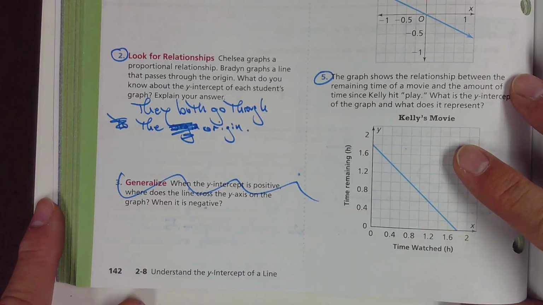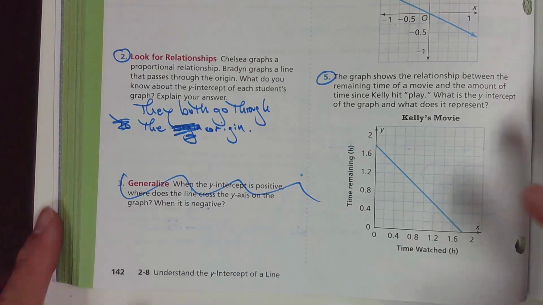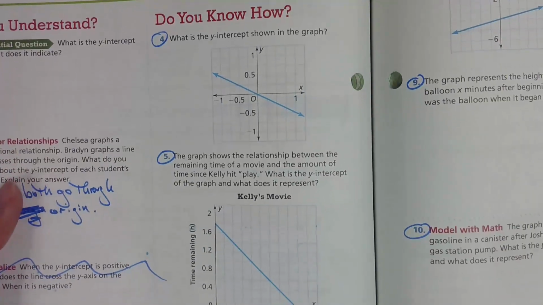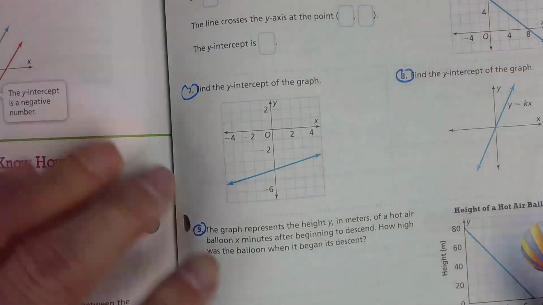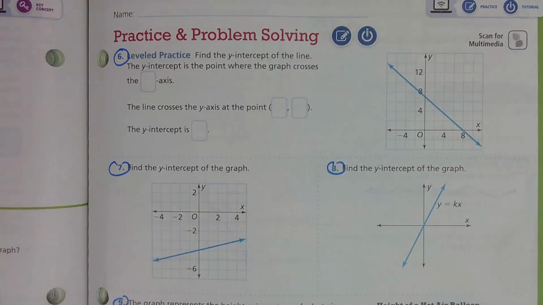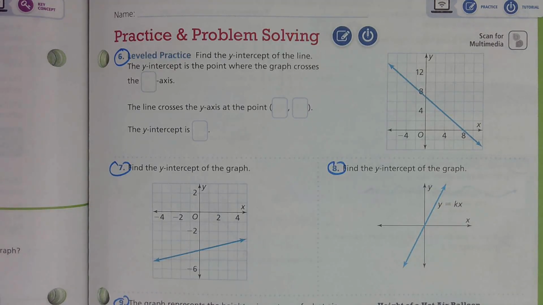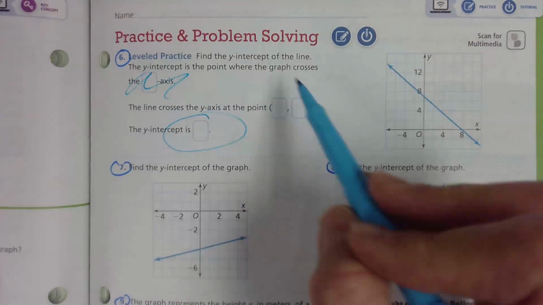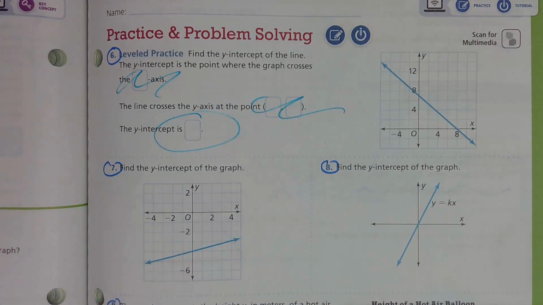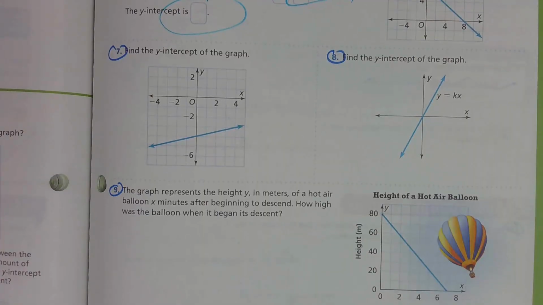Scratch out 3, I'm not worried about that. Circle 4 and 5. Yeah, these are really pretty easy. Circle 6. Yeah, I just want you to do that one. Not worried about those. 7 and 8, circle those.